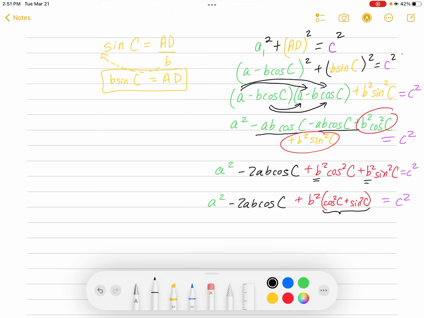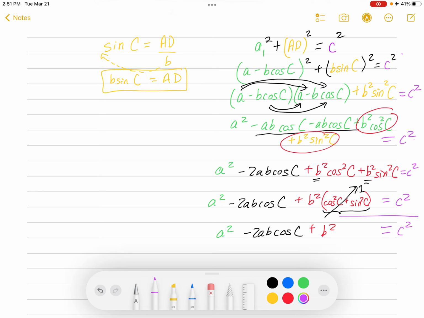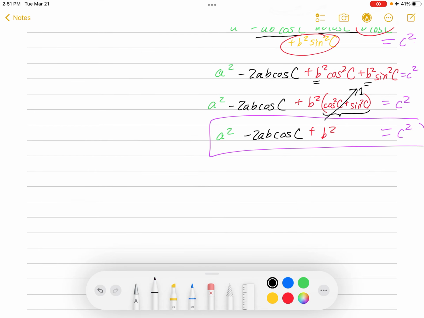Now let's keep in mind that the cosine squared plus the sine squared of c is just going to be 1. That's one of our trig identities. The cosine squared of an angle plus the sine squared of an angle is 1. So we end up with a squared minus 2ab cosine of c plus b squared times 1, which is b squared, equals c squared. And this is in essence our law of cosines formula. Now, there are actually 3 versions of the law of cosines.